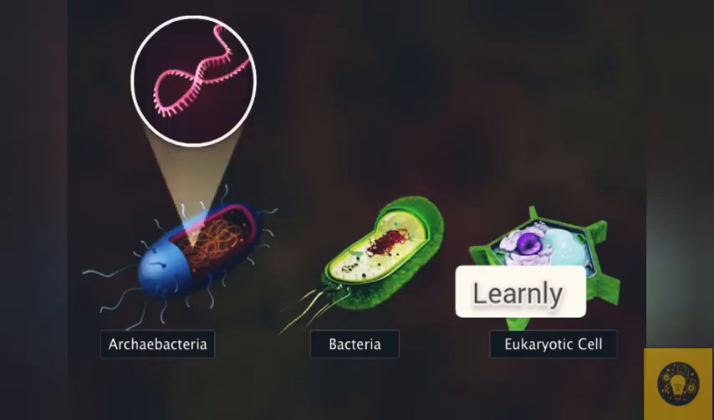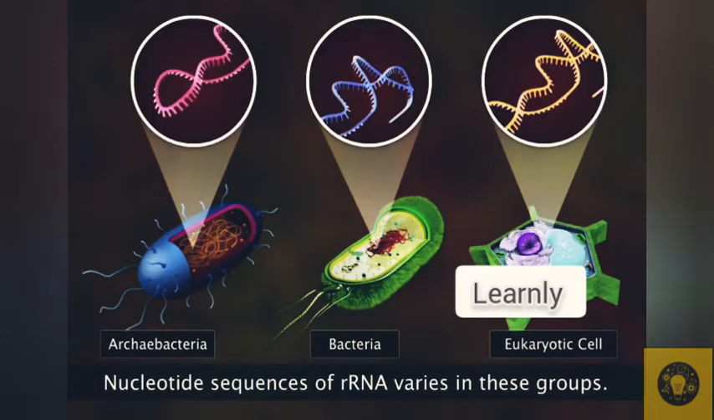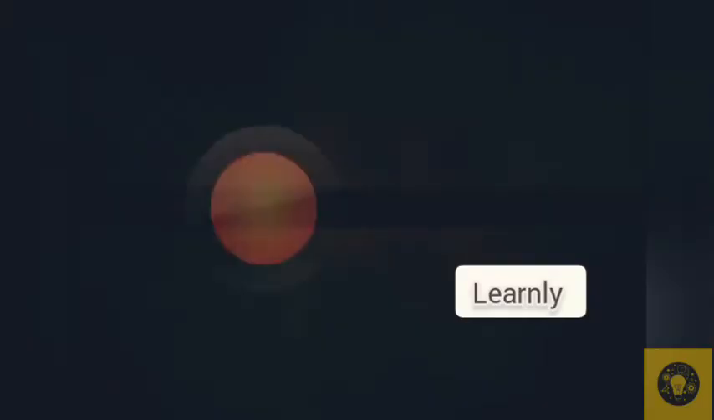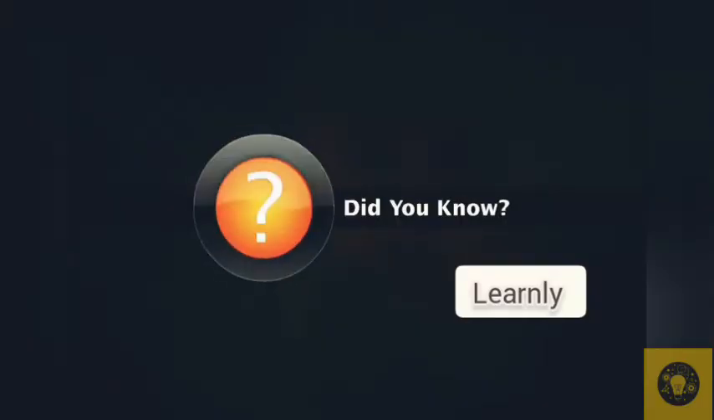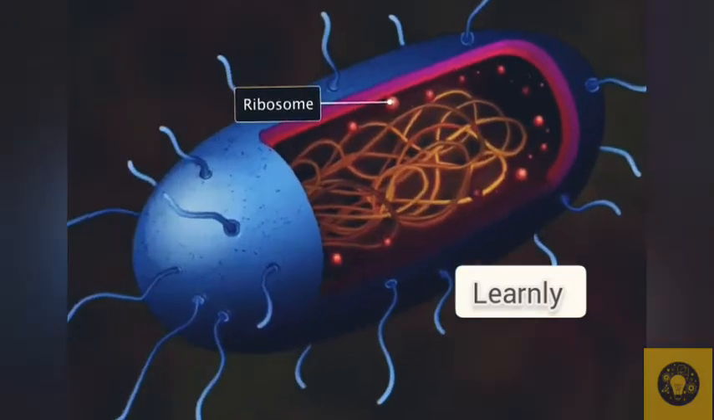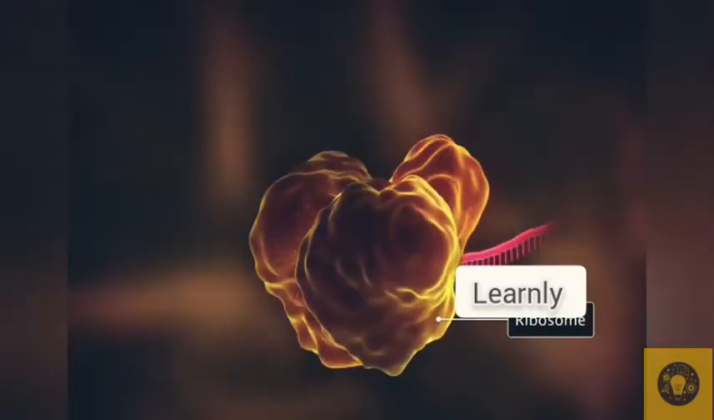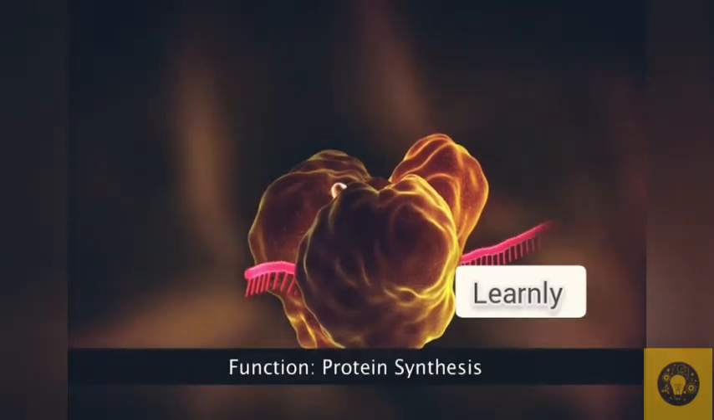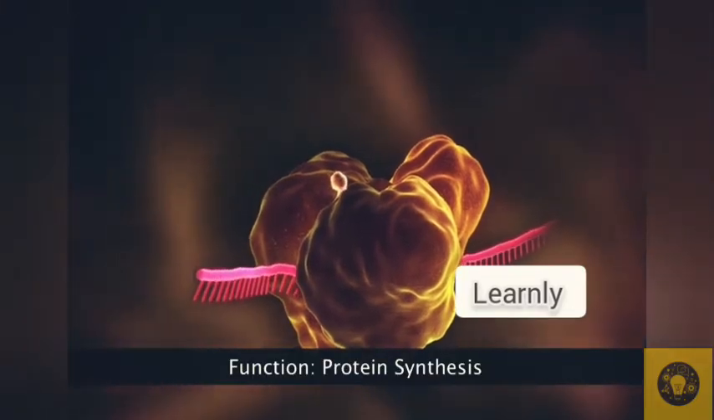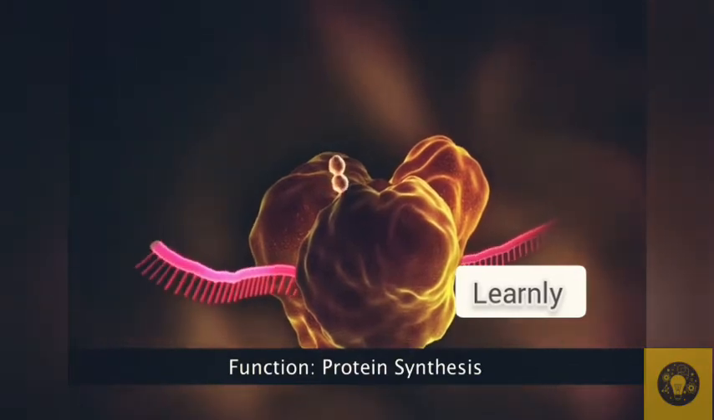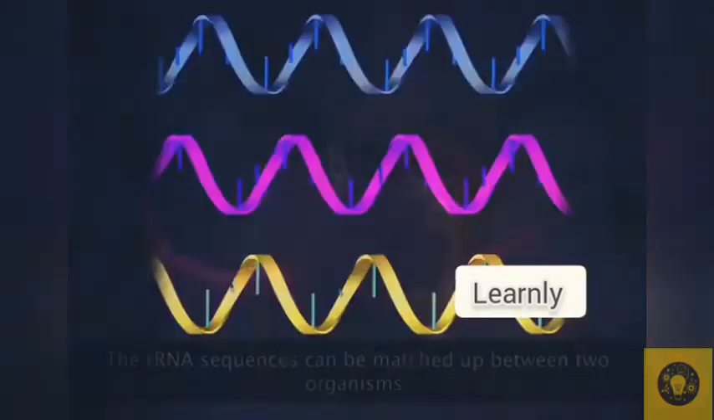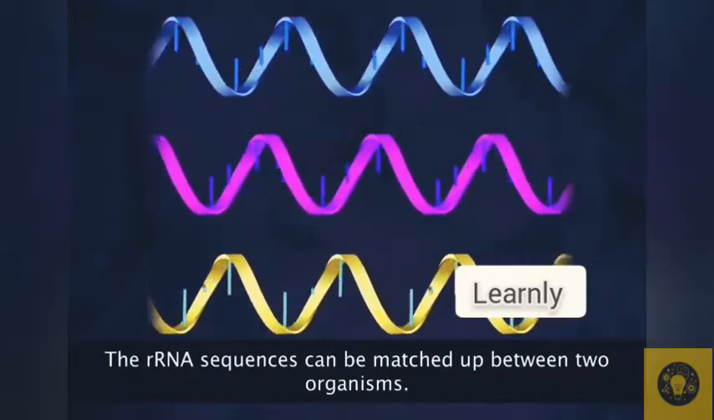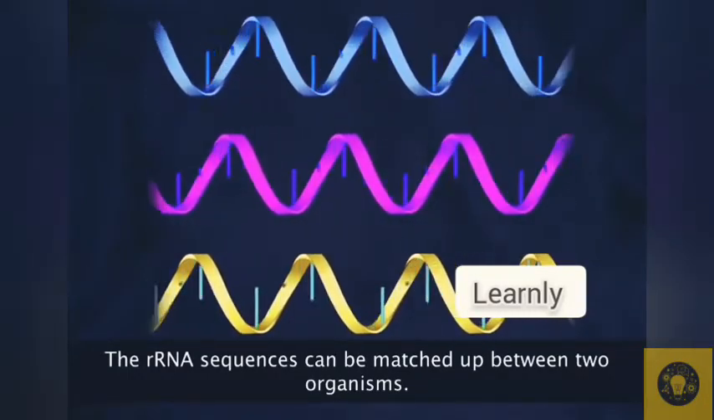Moreover, archaebacteria express different nucleotide sequences in their RNAs. The RNA components of the ribosomes are called the rRNA. They carry out the same functions in all living organisms with very little structural changes over time. The rRNA sequences can be matched up between two organisms.